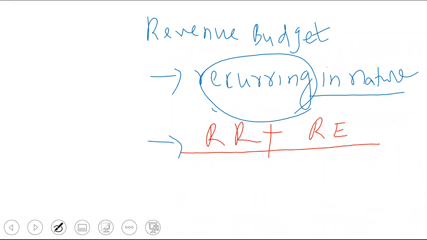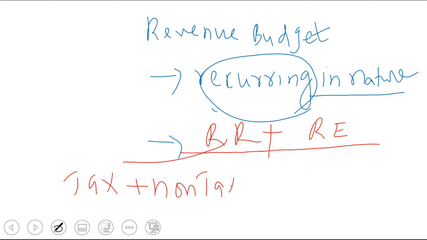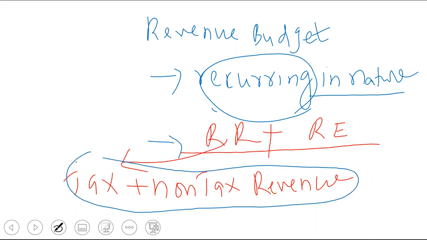Underline it. Revenue receipt is divided into tax revenue and non-tax revenue. You have already studied this. Underline it: tax revenue and non-tax revenue.